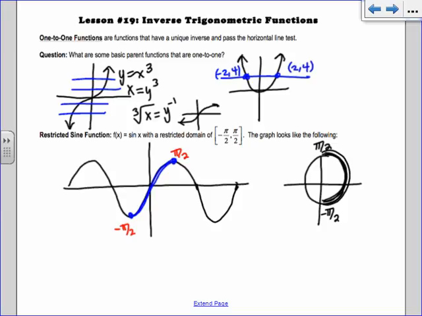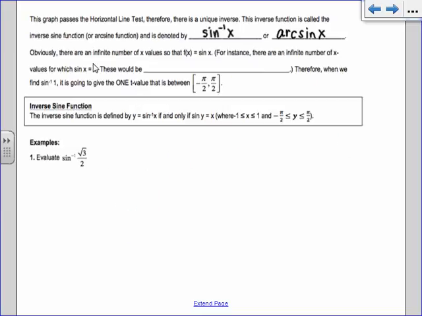Okay, so it says obviously there are an infinite number of x values for f of x equals sine of x. For instance, there are an infinite number of x values for which sine of x is equal to 1. If you think about all the places where sine of x is equal to 1, well, it would be at pi over 2, but it'd also be at 5 pi over 2, 9 pi over 2. Every time you rotate around, you get another value.